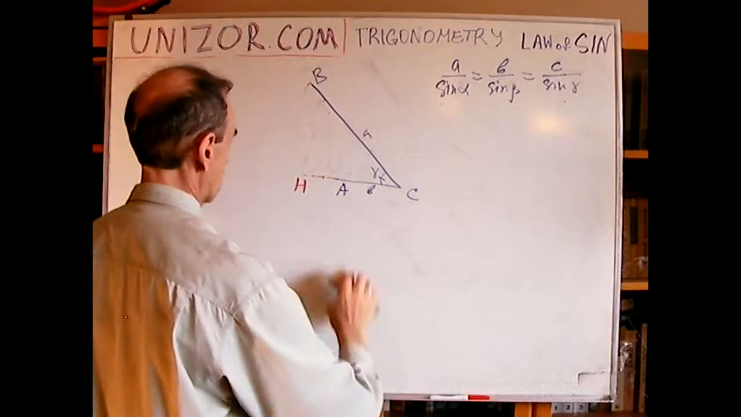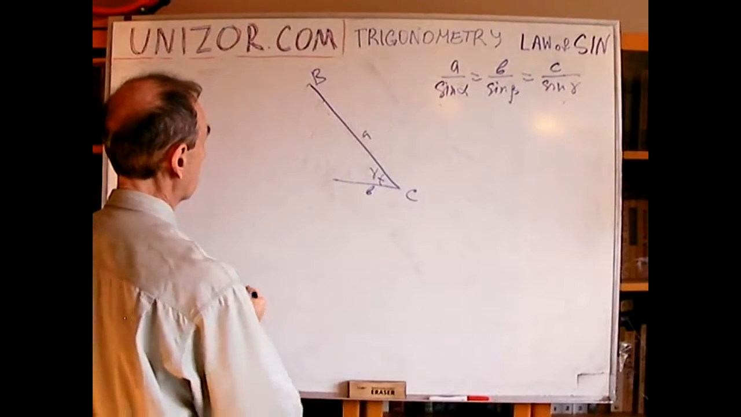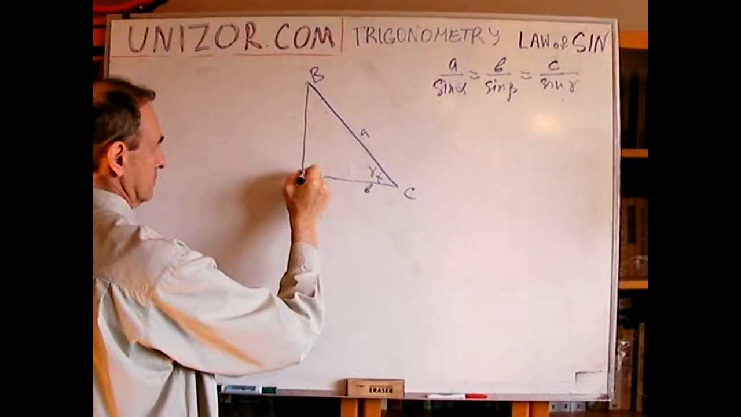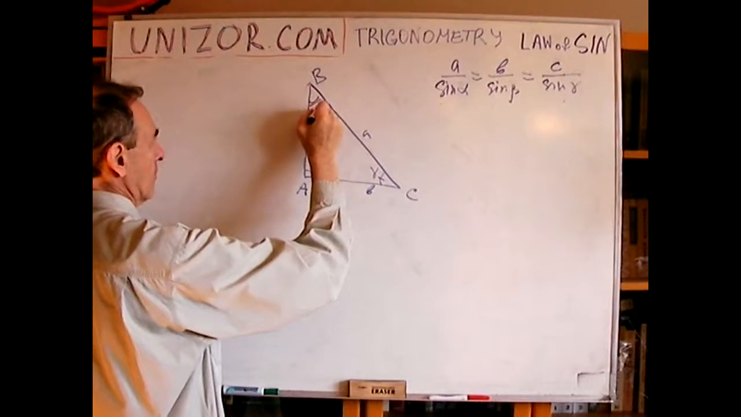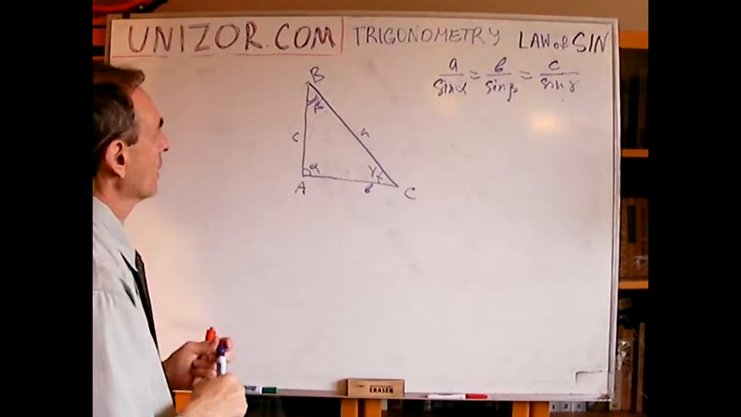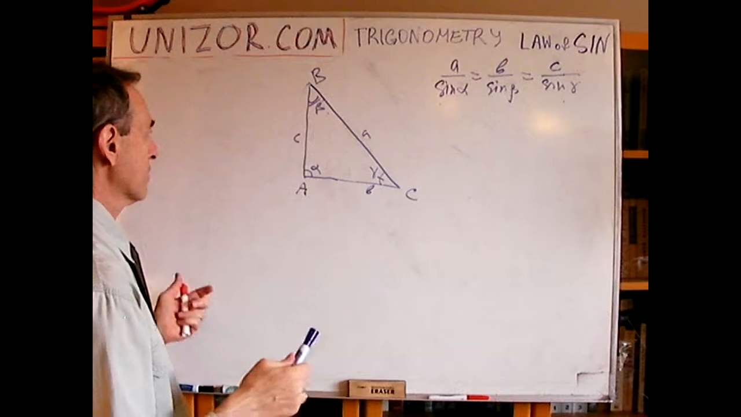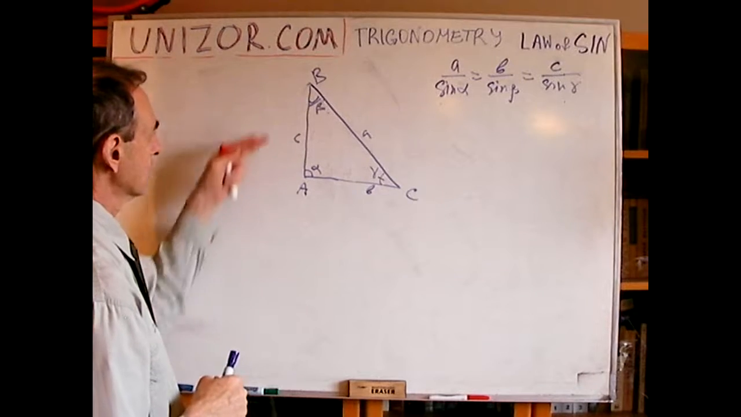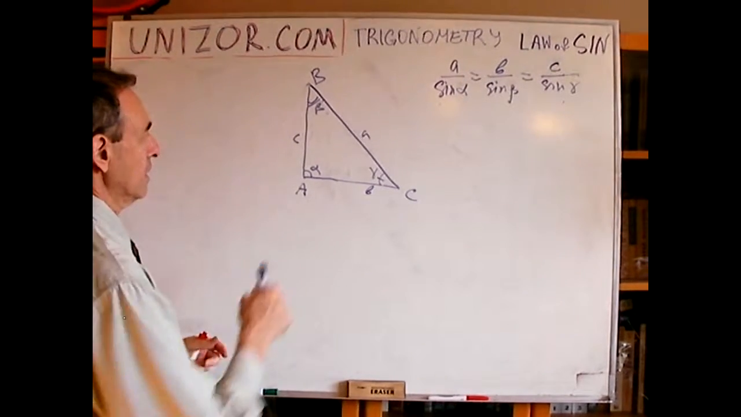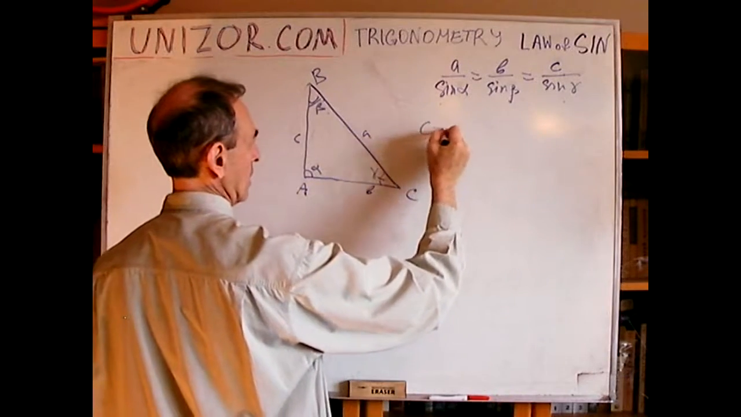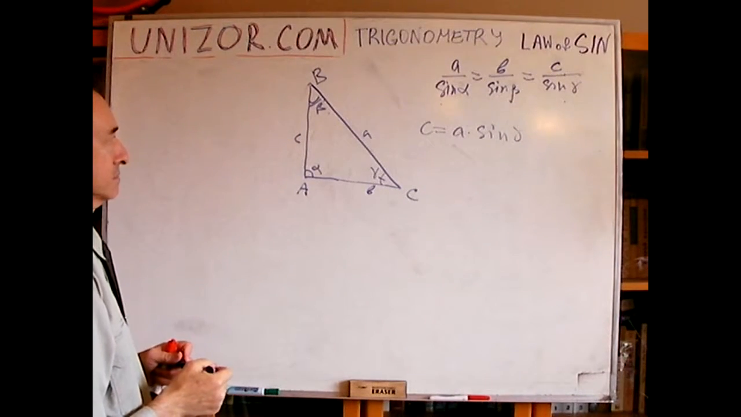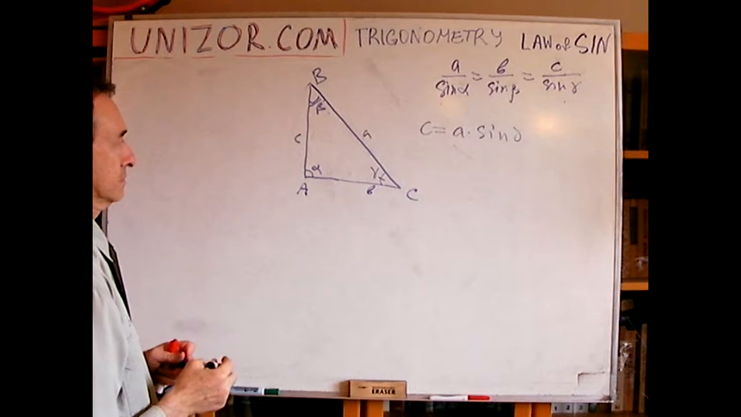To be perpendicular, so it's A perpendicular. So it's a right triangle. Is the theorem true in this particular case? Well, let's just think about it. In this particular case, C as a catetus of a right triangle is equal to A times sine of gamma. Right? Okay.